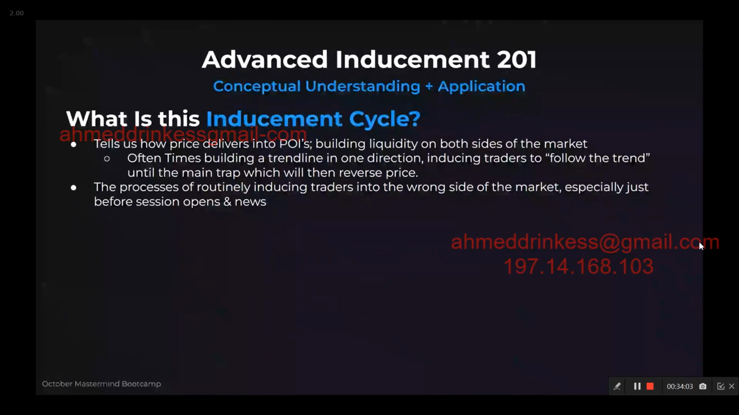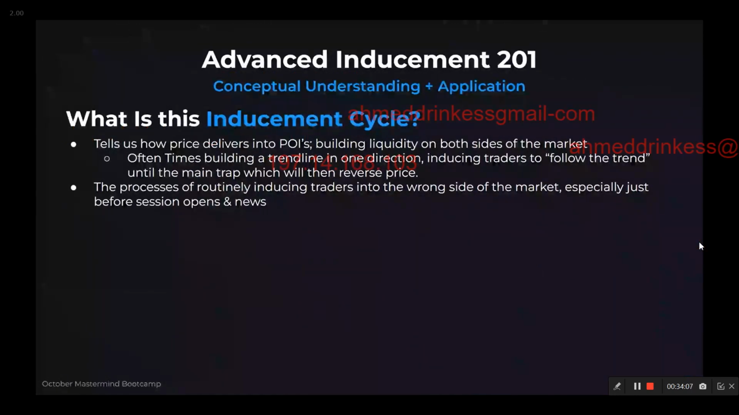So if you are constantly like, oh, here's my higher low, and I'm following structure, then you end up on the wrong side of the trade or trend, which I know has happened to everybody at some point. This is the reason why, because you are the liquidity. You are not following the true narrative. You're following the narrative they want you to follow. This is the process that results in routinely inducing traders into the wrong side of the market, especially just before session opens and news.